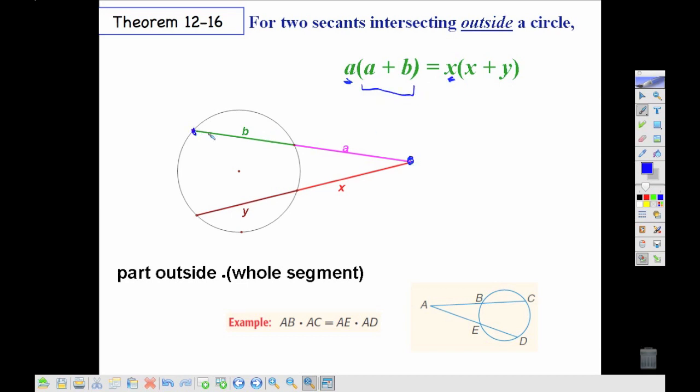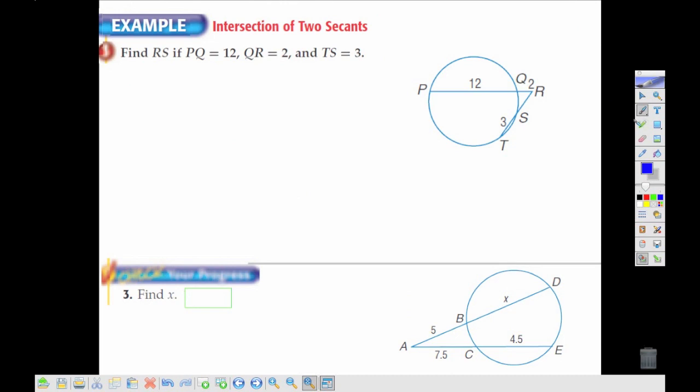So we're going from here all the way across our circle, A plus B, x, all the way across our circle, x plus y. So looking at this picture, what we want to solve, we have 12 on the inside, 2 on the outside, 3 on the inside, but right here we don't have any measurement. That's what we're asked to find. We're asked to find RS. So I'm going to call that x.